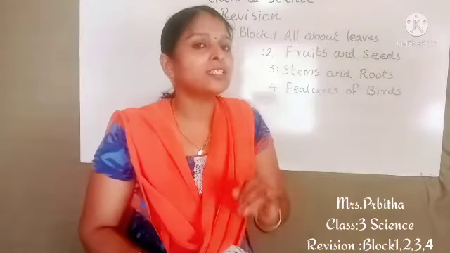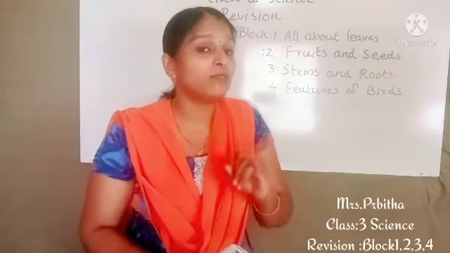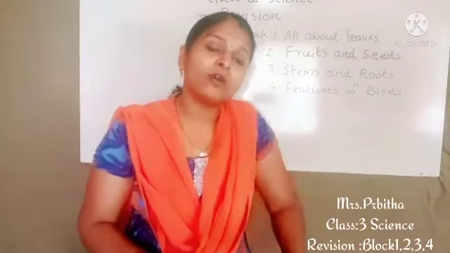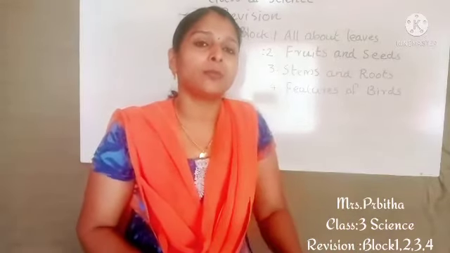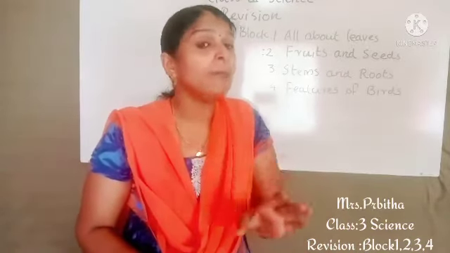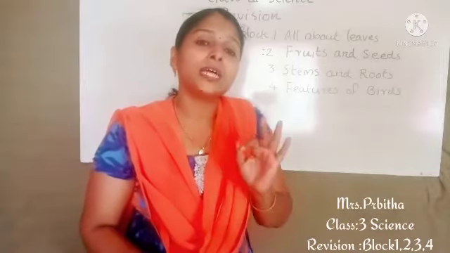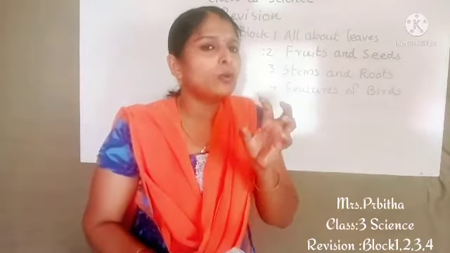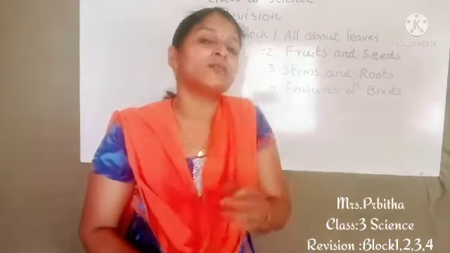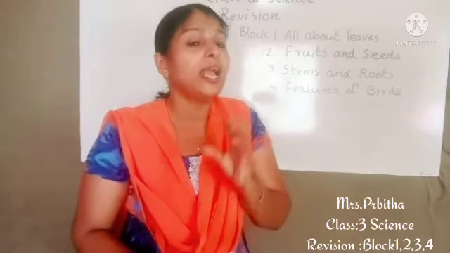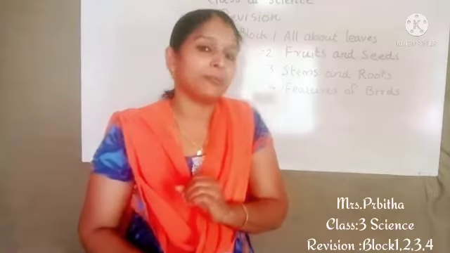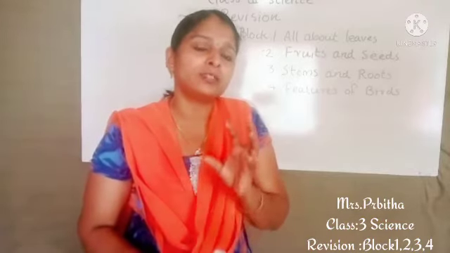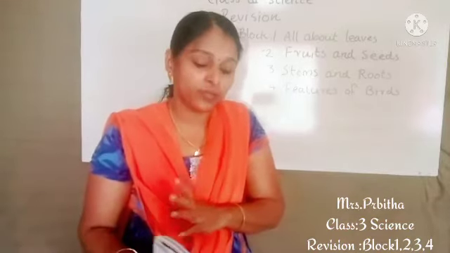Then second type of feather is body feather. Body feather covers their body and it gives them warmth. Then third type of feather is down feather. Down feather is found close to their body. It is a small feather found close to their body and it also keeps them warm. Okay, so this much we studied about feathers of the bird.